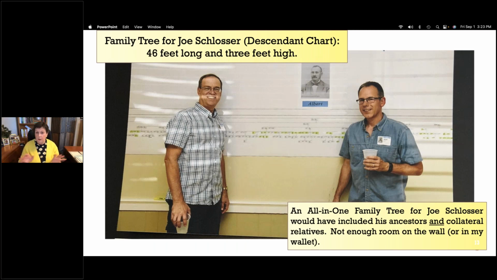This chart was 46 feet long and 3 feet high. It went down one side of the hall where we were holding the reunion, and then around about a third of the connecting wall. If I had done an all-in-one family tree, if I had tried to print that out, which would have included Joe Schlosser's ancestors and his collateral relatives, there wouldn't have been enough room in the hall, and there definitely wouldn't have been enough money in my wallet.